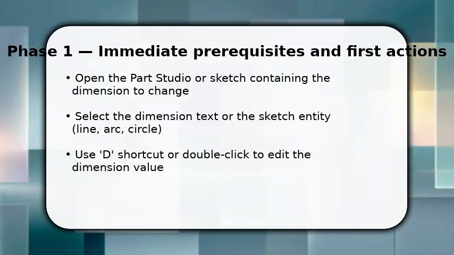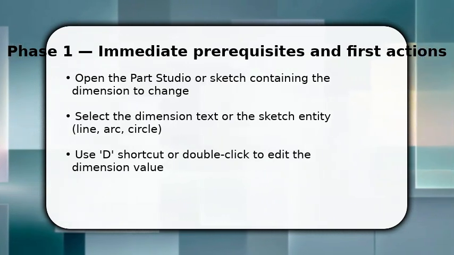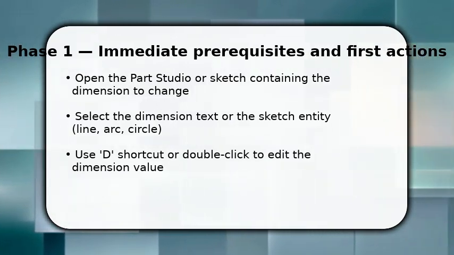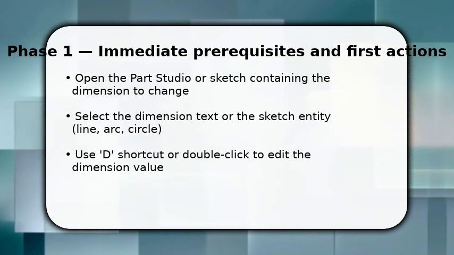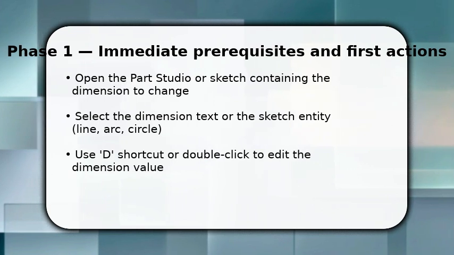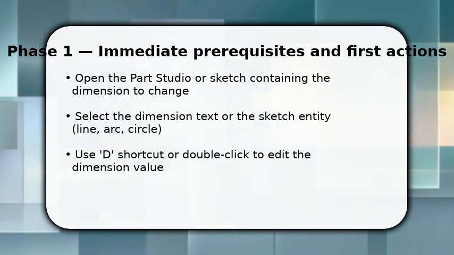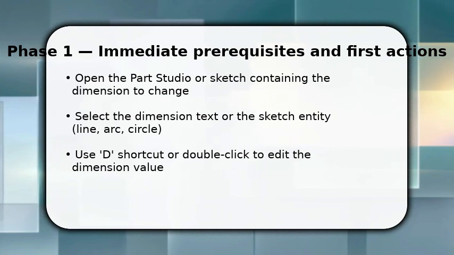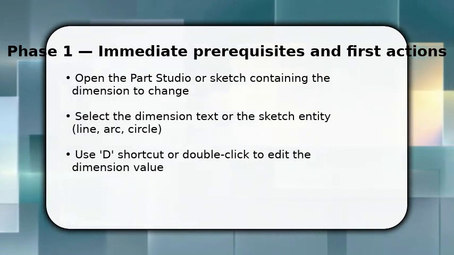You begin in the Part Studio, open the sketch that holds the dimension. Once there, click the sketch entity, line, circle, or arc, so Onshape highlights the associated dimension. Make sure to use the D shortcut or double-click the dimension text to enter edit mode. This is faster and prevents accidental drag changes.